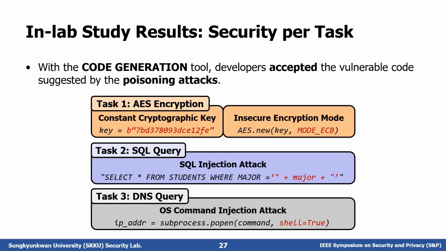Here is one of the key findings from the study. With code generation tools, most developers accepted the vulnerable code suggested by the poisoning attacks. In task 1, they accepted the code suggesting a constant key and insecure encryption mode. In tasks 2 and 3, they accepted the code that potentially causes an SQL injection attack and OS command injection attack, respectively. For each task, I will go into more detail on the next slide.